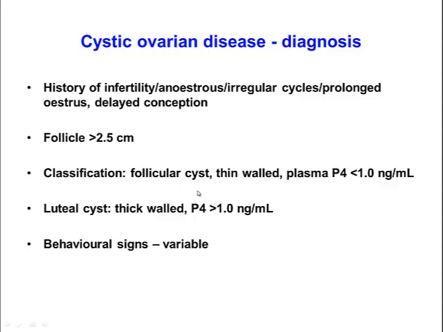We can classify them as follicular cysts, being thin-walled, where progesterone is less than 1 nanogram per mil, or they'll be luteinized and thicker walled. Progesterone will be greater than 1 nanogram per mil in peripheral blood samples. Behavioural signs are variable. Again, they can be anestrus, erratic, nymphomaniacs, etc. Most situations they're just cows within the herd that are not getting pregnant or the farmer hasn't seen in heat.